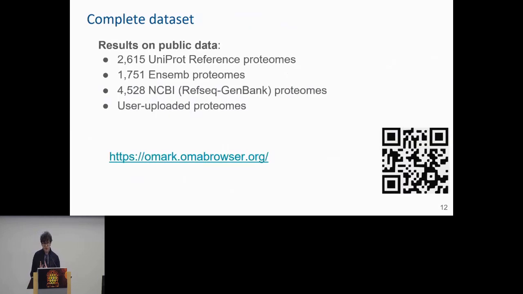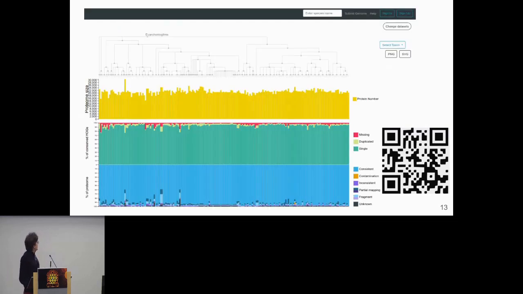But for now, I also wanted to show the results we have with OMArk. We pre-computed OMArk results for a bunch of publicly available proteomes from many databases, around 8,000 different proteomes. You can access the website at this link, but also using this QR code. And that's how the interface looks.